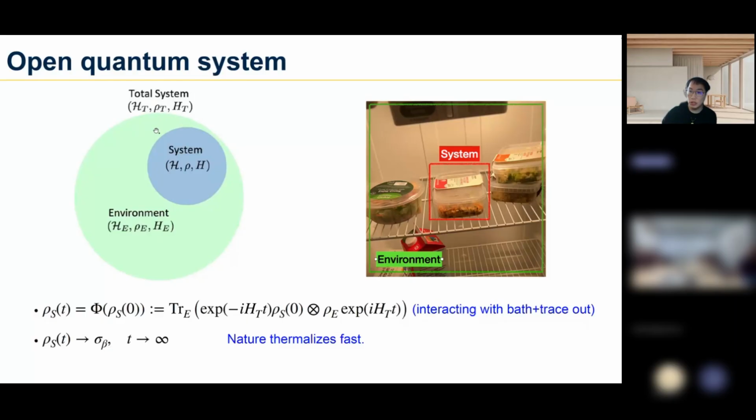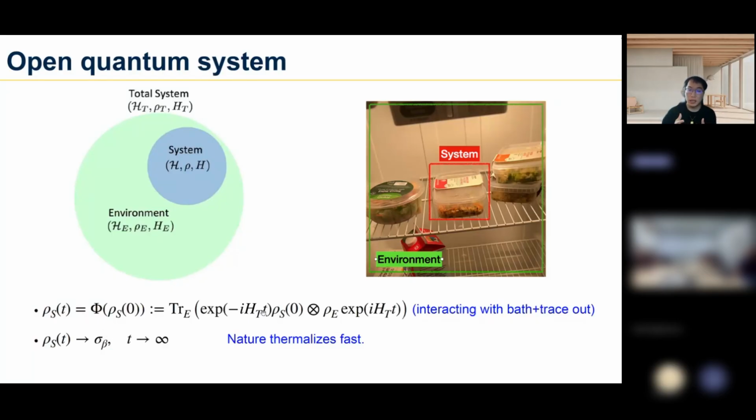Then, in the evolution of the open quantum systems, we only care about the evolution of the system density operator, meaning that we do some total system evolution for this coupled system for certain time t. Then we always trace out the environment part and only care about the evolution of my system density operator, which is rho S of t here.